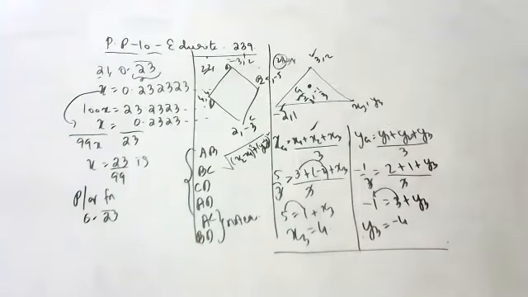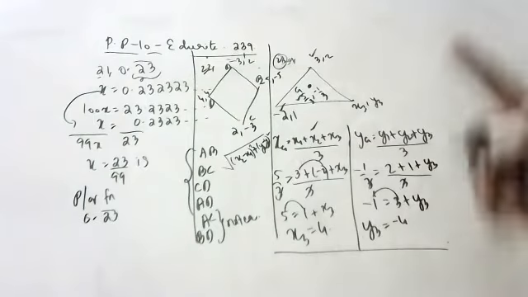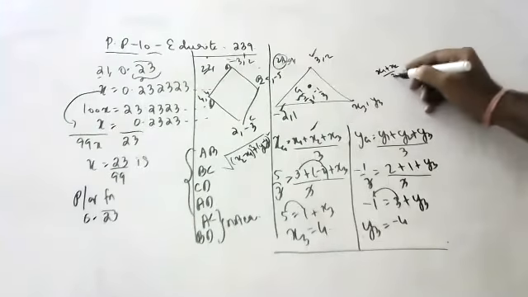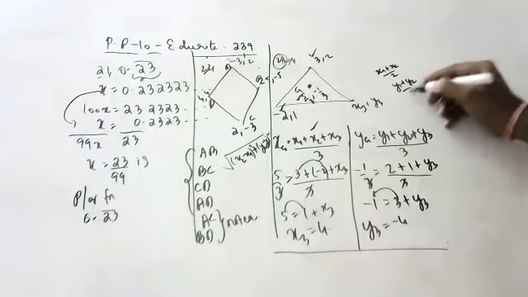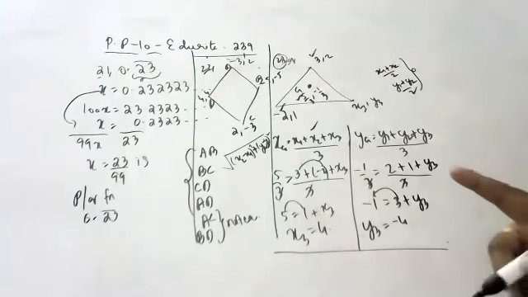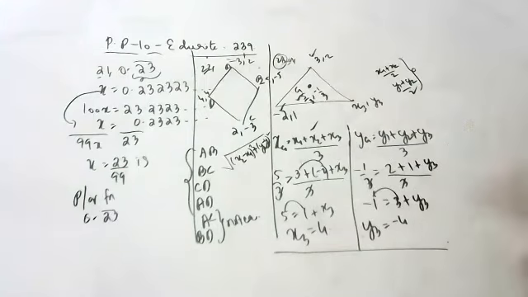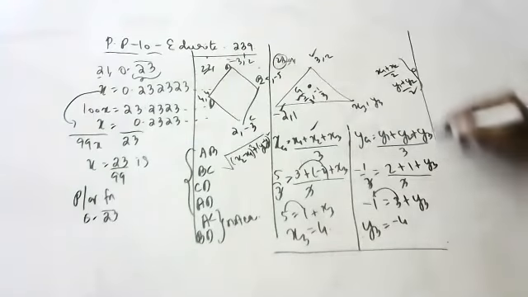So children, x1 plus x2 plus x3 by 3, y1 plus y2 plus y3 by 3 are the coordinates of the centroid of a triangle. If you want the midpoint, it is x1 plus x2 by 2, y1 plus y2 by 2. But centroid means x1 plus x2 plus x3 by 3, y1 plus y2 plus y3 by 3. Never forget, very, very important.